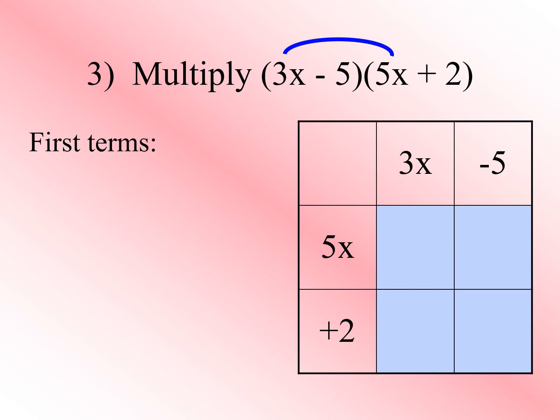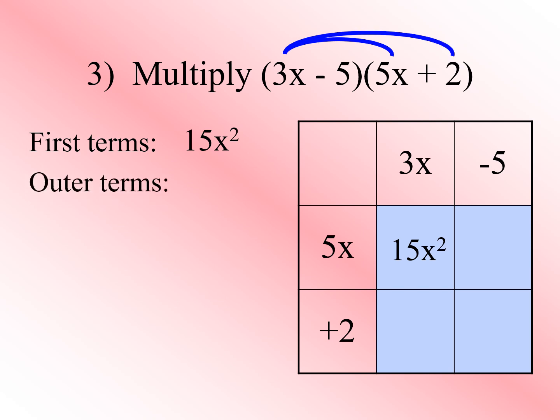So where do we put the 15x squared? There. Alright, and then we also multiply our outer terms. So we have 3x times 2. And that will give us 6x, no? 3 times 2 is 6, and we copy the variable x. And where do we put 6x? There, 6x.